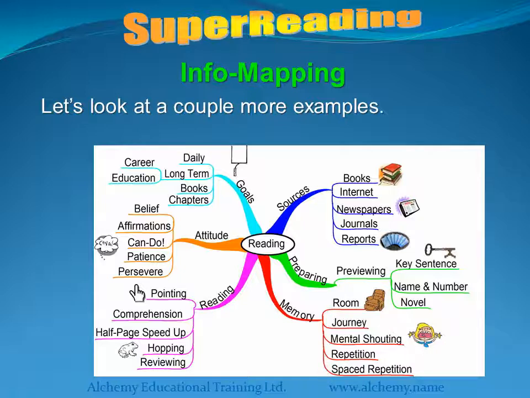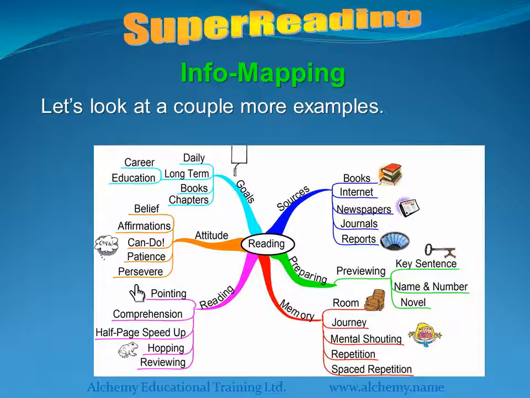The purple, reading itself. Let's look at the purple, reading. We always want to be pointing or guiding our eyes along as we read. That's going to give us high comprehension. We always put comprehension first. Later you'll learn about the half-page speed up. Hopping, you know about, that's eye hopping, and you can hop while you read. And reviewing, very, very important, of course.